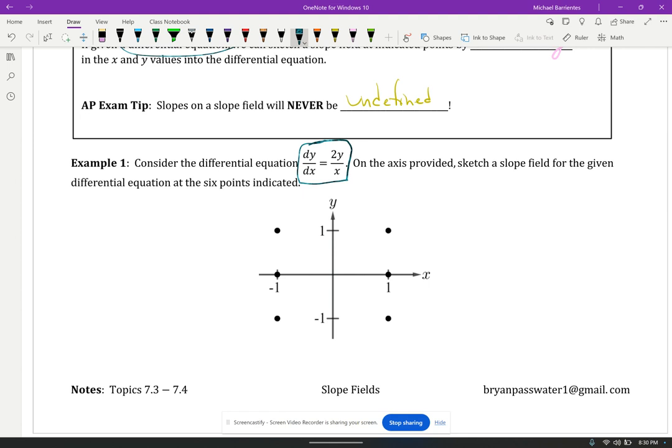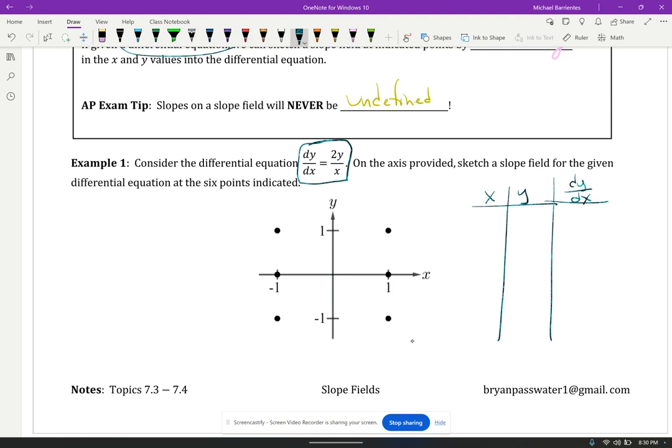So it says, consider this differential equation. On this axis provided, sketch a slope field for the given differential equation at the 6 indicated points. 1, 2, 3, 4, 5, 6. There's 6 points that are highlighted there. So what we're going to do is we're going to take each of those points, and then we're going to plug in that x and y value into the derivative function. And that derivative function is going to produce the slope at that given point.